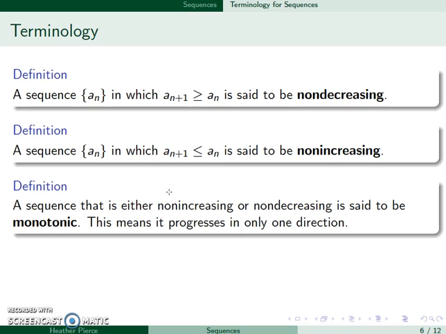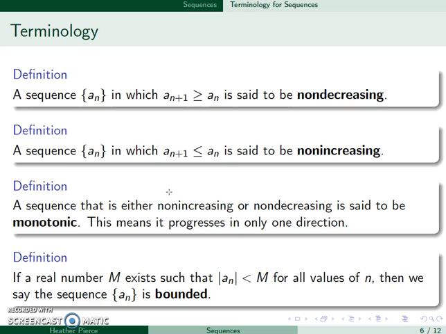A sequence that's either non-increasing or non-decreasing is said to be monotonic. So this means it only progresses in one direction. And finally, if there's a real number m, such that the absolute value of all of the terms in the sequence are smaller than this value, we say the sequence is bounded.